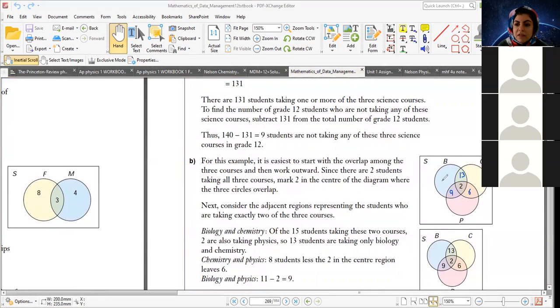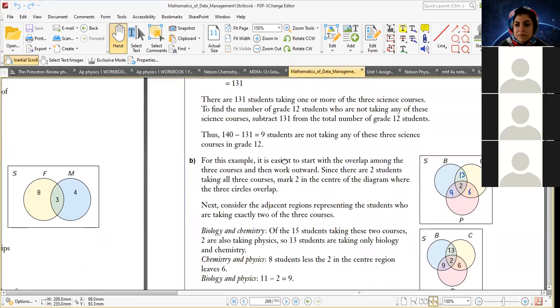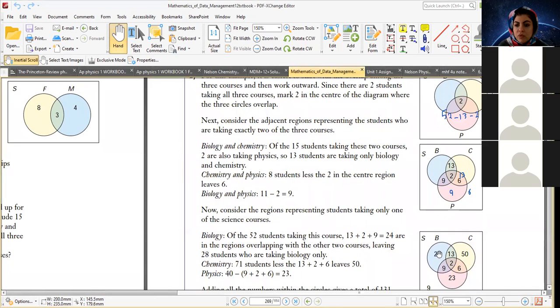Now, to find this area, I need to know how many people are taking bio. Let me check. 52 people, right? If you want to find this area, you have to say 52 minus 13 minus 2 minus 9, because the total blue one is 52, but you have to take away 13, 2, and 9 to have the people who are just taking bio. Okay. If you do that, you get 28 there.